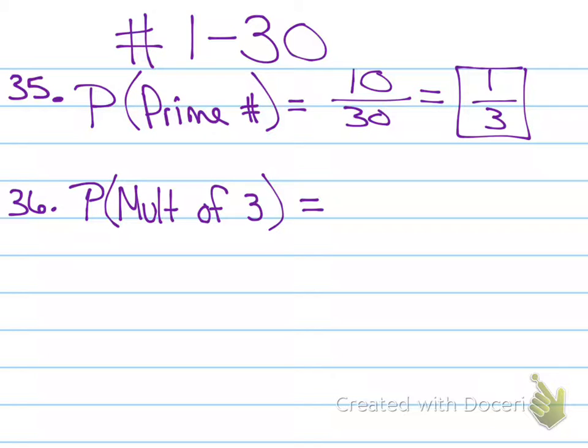How many multiples of 3 are there? 10. Again, so 10 out of 30 is 1/3 again.